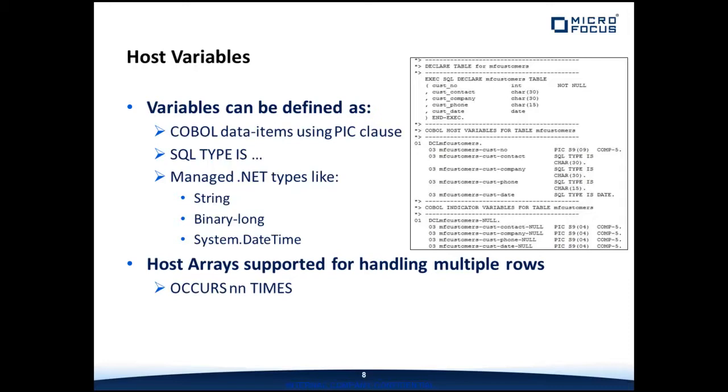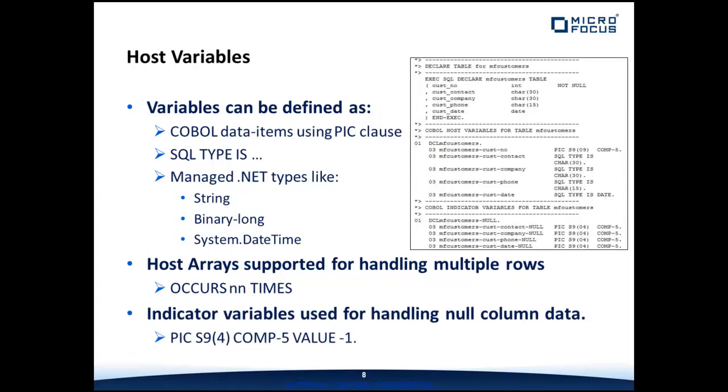OpenESQL also supports host arrays so that multiple rows of data can be processed in one SQL statement. Null values can be inserted into and returned from a row using indicator variables, which can be paired with a standard column host variable. Let's take a closer look now at these DML and TCL statements and how they work together with host variable definitions.